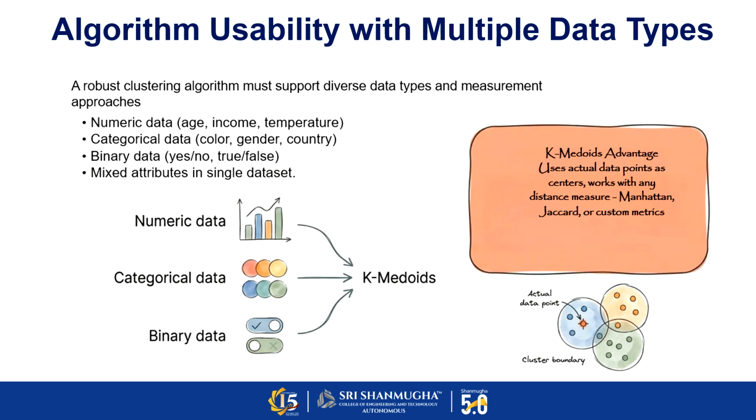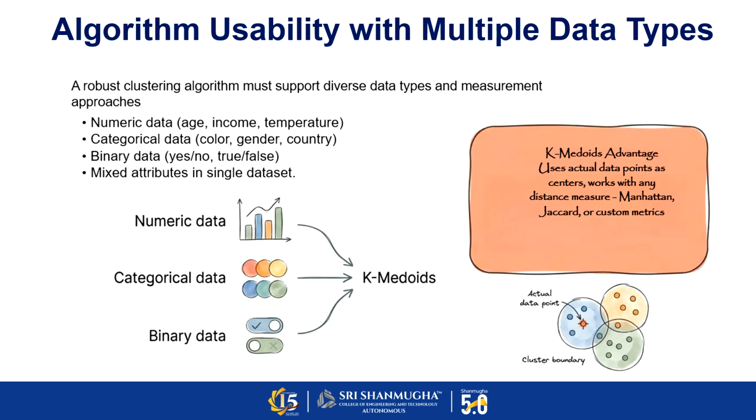K-medoids. Unlike K-means, which computes the average or mean of a cluster, which does not make sense for categorical or binary data, K-medoids uses an actual data point as a cluster center called a medoid. This makes it compatible with any distance measure: Manhattan distance, Jaccard similarity, or custom metrics. It can handle any data type as long as you define a similarity or distance function.